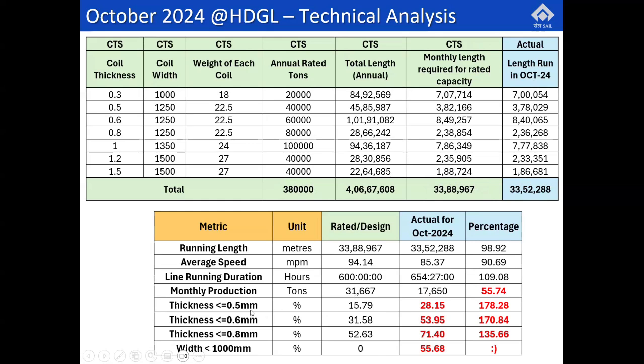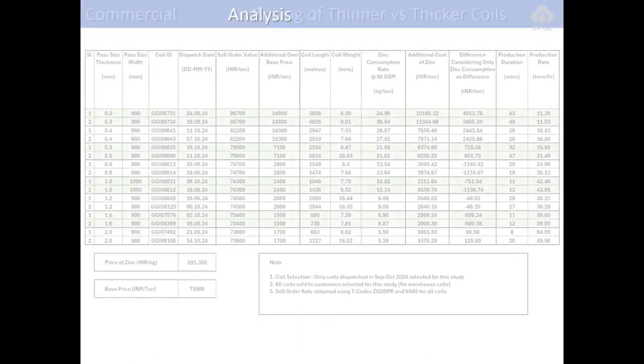It is primarily due to thinner gauges. This split is around 15 to 16% below 0.5, and we have produced around 28%. Below 0.6 is 32%, and we have produced 54%. Below 0.8 is 52%, and we have produced 71%. And for narrower coils, we should not be processing a single 900 width coil, and we have processed around 56%. So that is the point I'm trying to make: how thinner, narrow, and lower GSM coils massively affect our productivity.